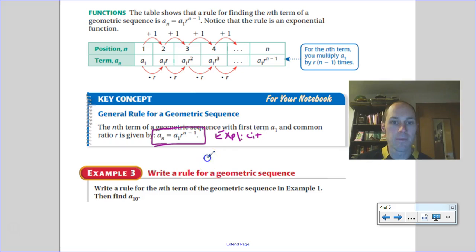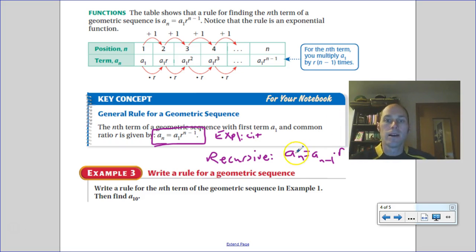Recursive formula, a recursive equation. Just like in arithmetic sequence, we're just going to take our nth term is equal to the previous term, a sub n minus 1, times our ratio. So whatever the common ratio is. So it's just describing what's happening each time.